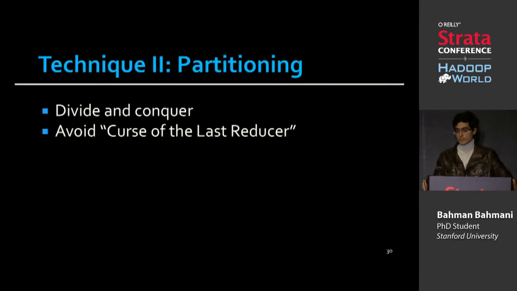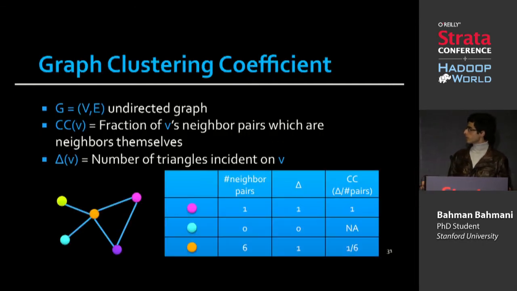Now let's move on to the second technique, and it's the technique of partitioning. Partitioning is essentially the classic idea of divide and conquer. So you divide your job into a number of smaller jobs and smaller tasks so that you can handle any one of them. Some people have defined the notion of the curse of the last reducer, which is when all of your reducers have finished their jobs, and just one of them is still staggering and doing a lot of work. So you want to avoid that when you do the partitioning. Let's see how we do it. Let's see an example.